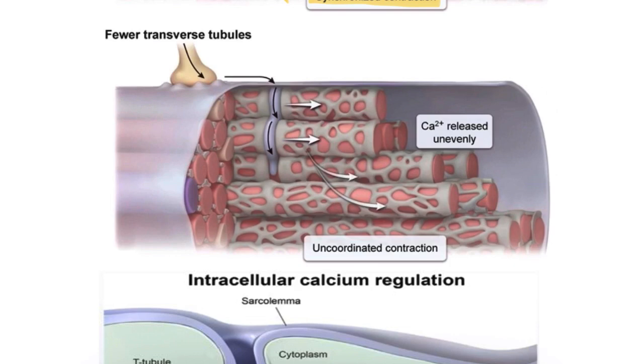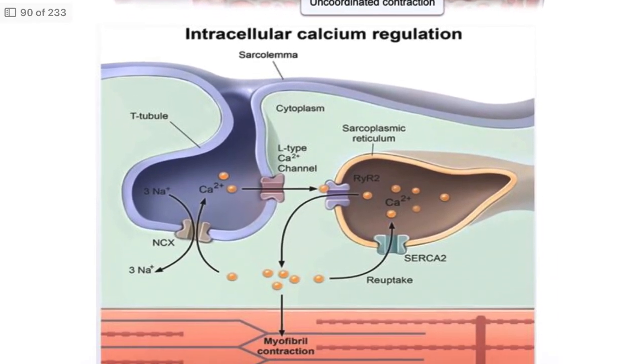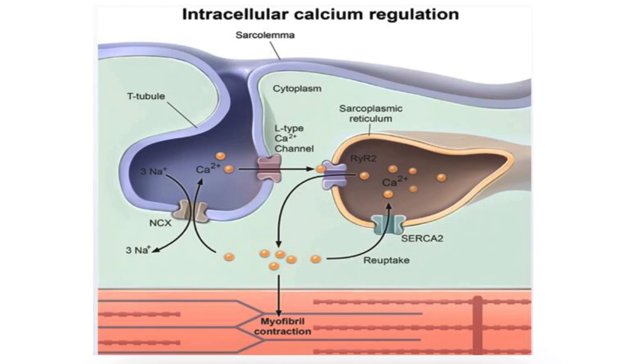for muscle function. Okay. Next one, intracellular calcium regulation. Here you can see the mechanism of contraction. Let's zoom in at the molecular level. This is the triad system, the interface between the T tubules and sarcoplasmic reticulum.